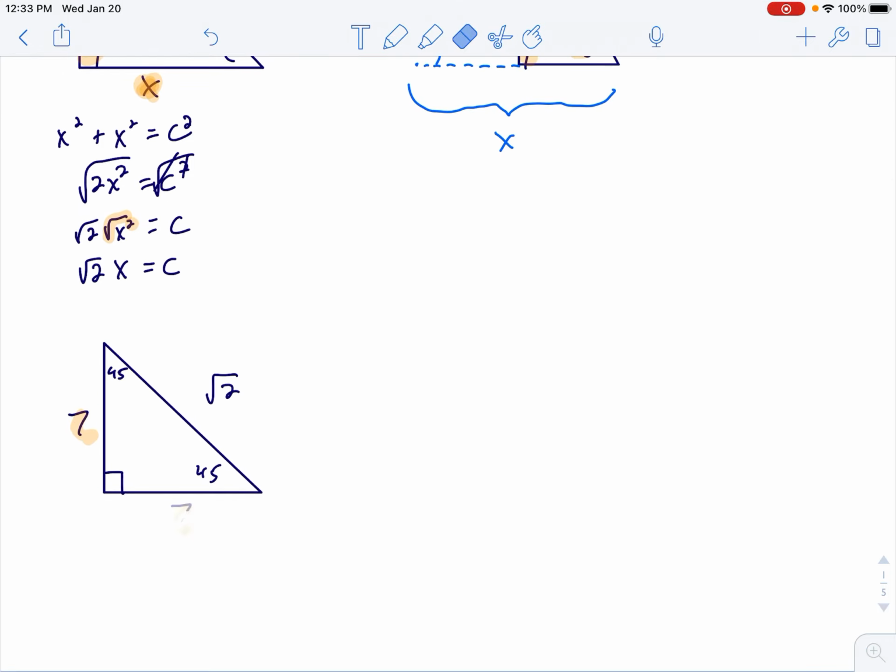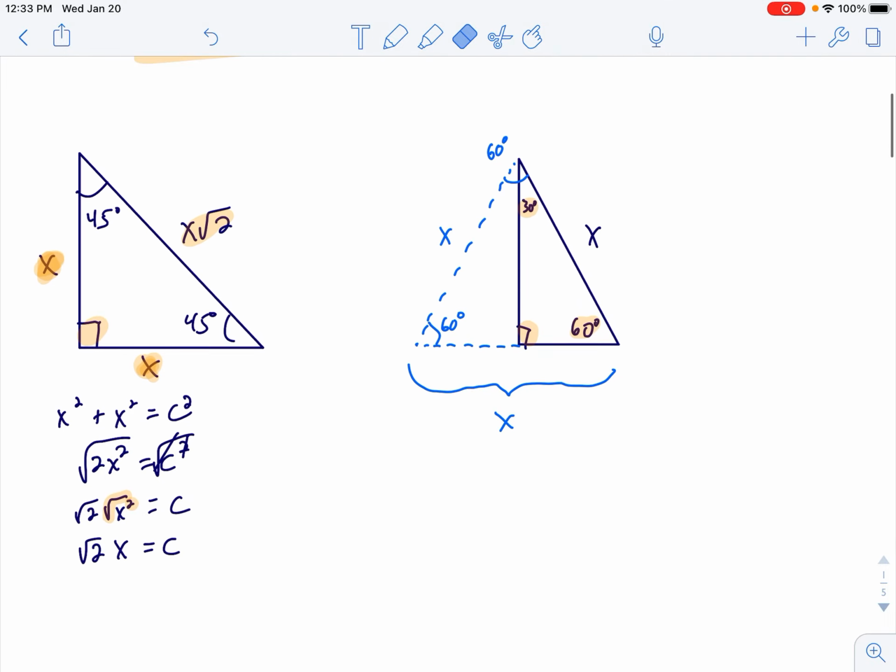If I told you that this side was 19 radical 2, then you would automatically know that these two sides are both 19. Just because it's the pattern, it always works that way. So that's what's special about the 45-45-90. Hopefully you remember kind of doing a lesson like this in geometry.